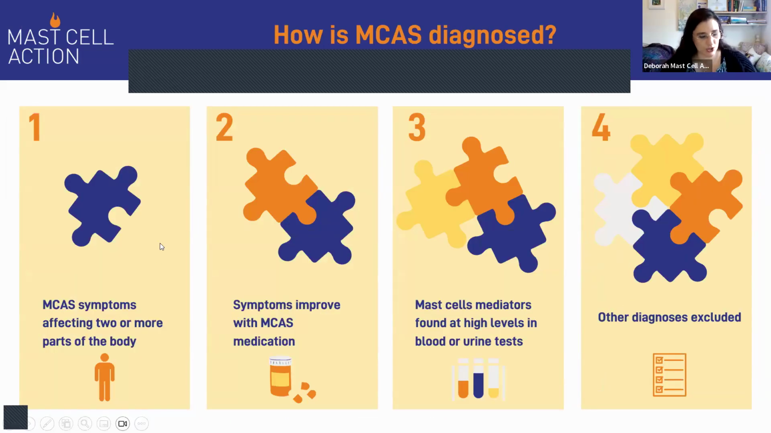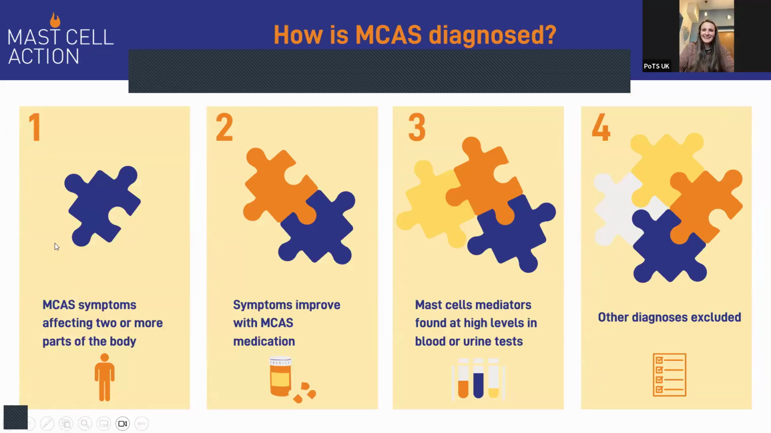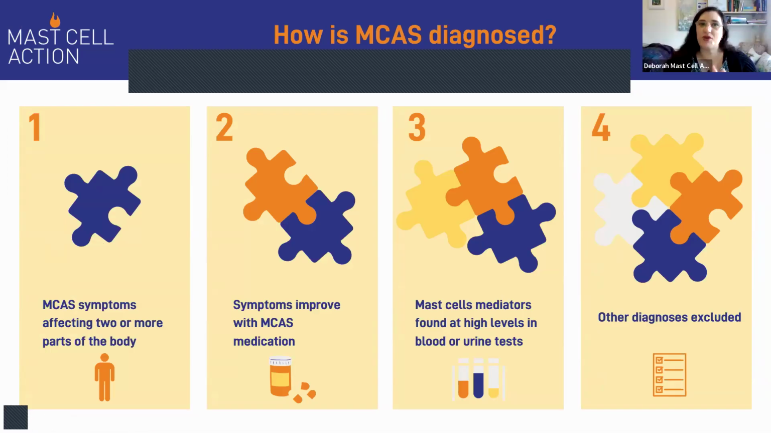So how is MCAS diagnosed? So there's a four-part process. You have to have symptoms that affect two different body systems, as we said. And a lot of people do a trial and find that their symptoms improve with an MCAS medication, like a mast cell stabilizer or an antihistamine.